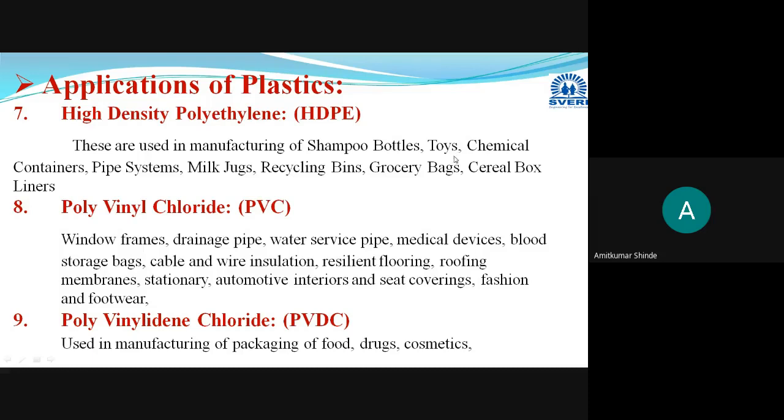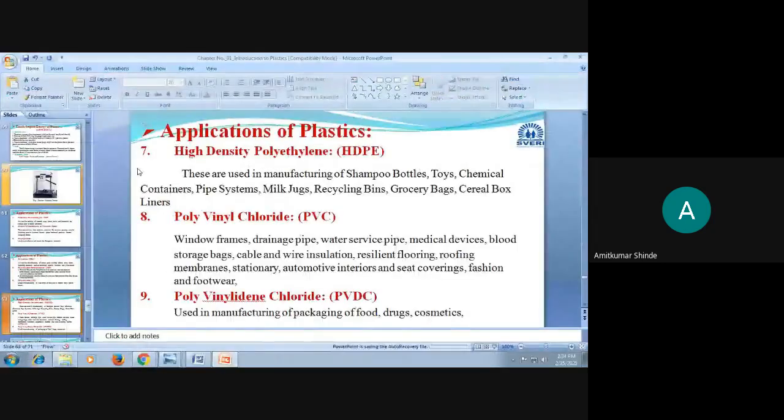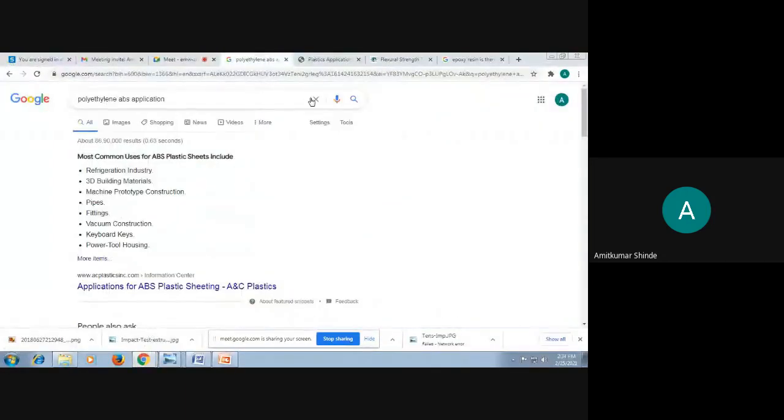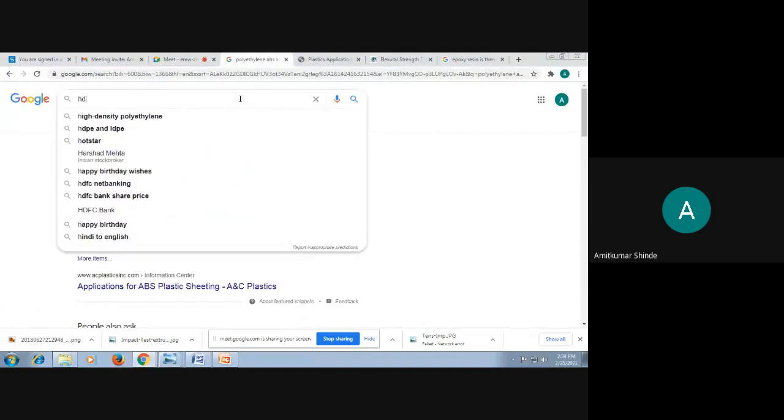And different kinds of toys. Then for storing some chemicals, some containers are required. Those chemical containers are manufactured with the help of this HDPE material only. Then different pipe systems, which we largely use in the agricultural field. Those pipes are manufactured with the help of HDPE only. Okay, wait, I will show those HDPE pipes on the screen.